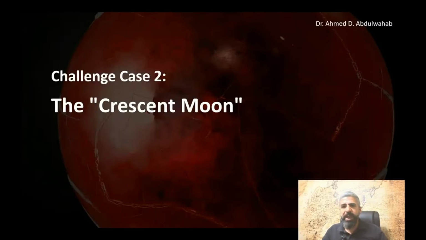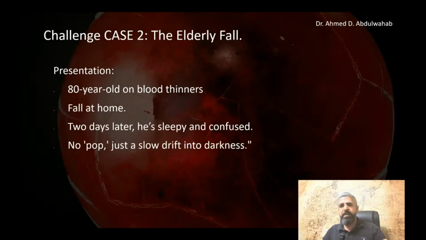Let's go to challenge case number 2. It's called the crescent moon. Case number 2 is an 80-year-old male on blood thinners, fall at home. 2 days later, he's sleepy, he's confused. No pop, just a slow drift into the darkness, gradually going into the darkness.